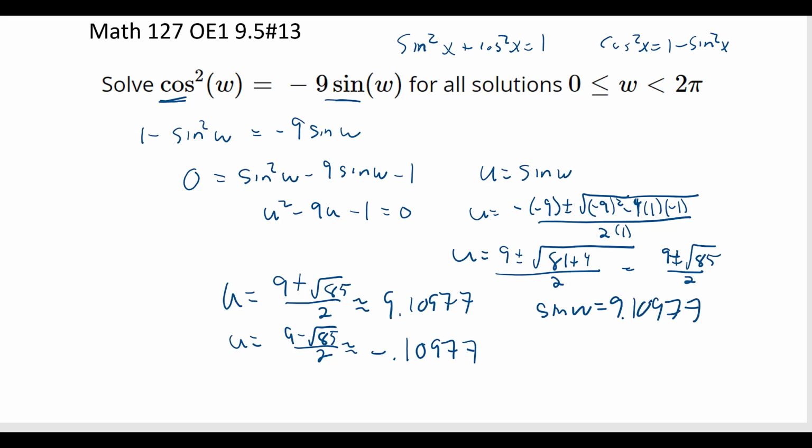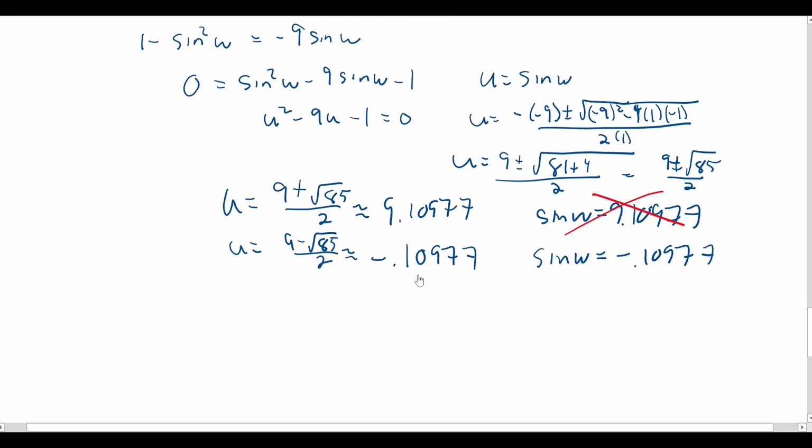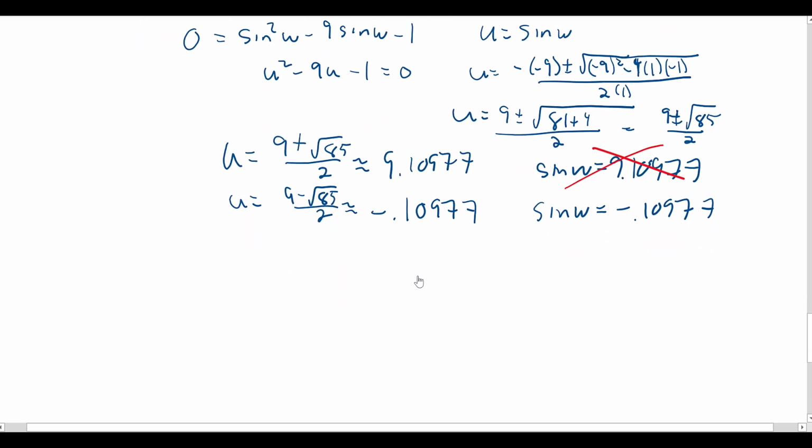So we're saying sine of omega is going to be 9.10977. Is that possible? Can the sine produce something that large? The answer is no, we can't produce anything bigger than 1. So that avenue is not the right path to go. So we look at sine of omega equals negative 0.10977. Now I have this value saved in my calculator, so it'll have more digits there.